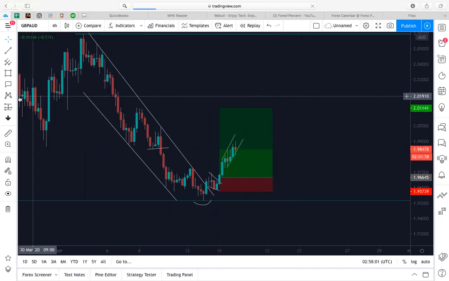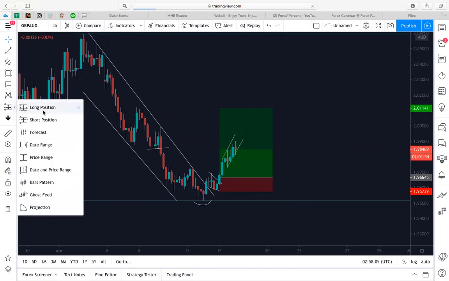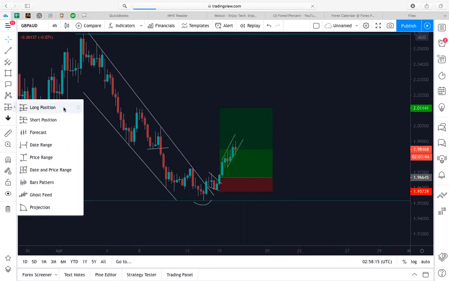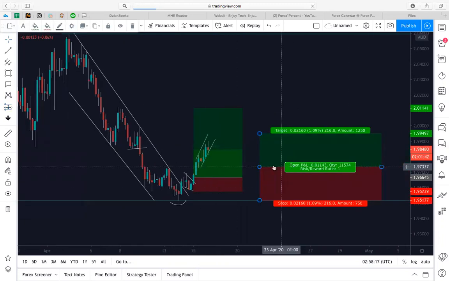So when using this tool, you want to go over here to the left-hand side. You can see my mouse right here. Click this tab, and you can see the long position and short position, depending on which way you're trying to go in the trade. So we can click on long position. I already have one up. This is a live trade that I'm in currently right now. I'm going to delete this because I already have one up.